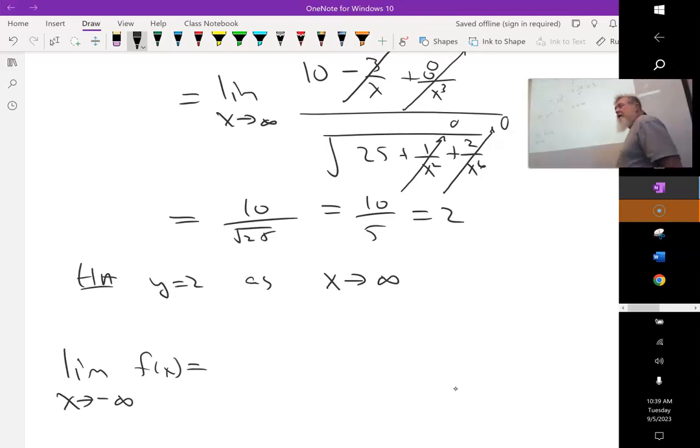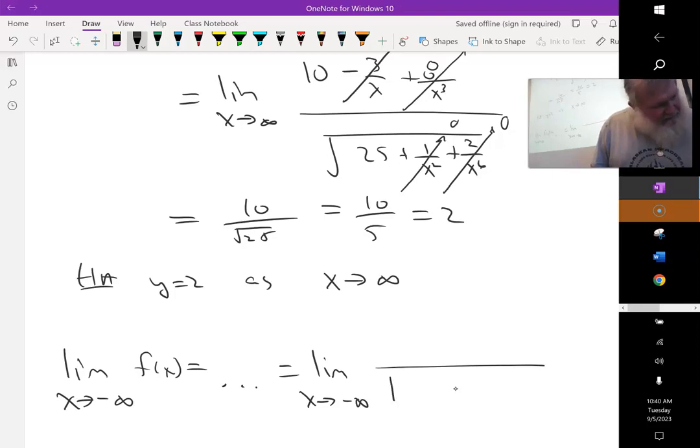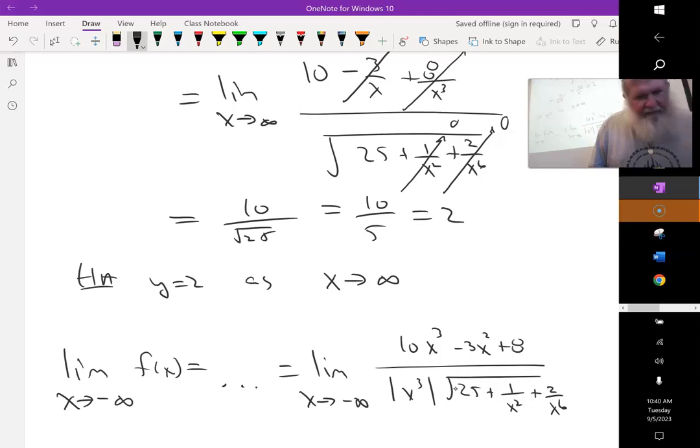Now we've done a lot of that algebra, so we don't need to reinvent fire twice in the same class. So we'll go ahead and put a few dots there and make this the limit as x goes to minus infinity. I want to get back to that step where I have the absolute value of x cubed, times the square root of 25 plus 1 over x squared plus 2 over x to the 6, up here over 10x cubed minus 3x squared plus 8. So I went back. It's all the same algebra.